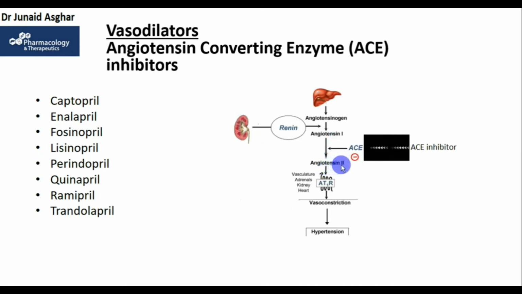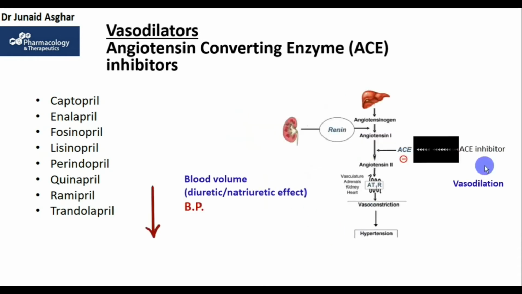Now this angiotensin 2 eventually binds to the AT1 receptors present in the blood vessels and causes vasoconstriction, which then leads to hypertension. Now once this ACE enzyme is inhibited by ACE inhibitor drug, the resulting vasoconstriction and the hypertension will be reversed. Now in addition to the vasodilator effects of the ACE inhibitors, these drugs also reduce the blood volume by their diuretic and natriuretic effect.